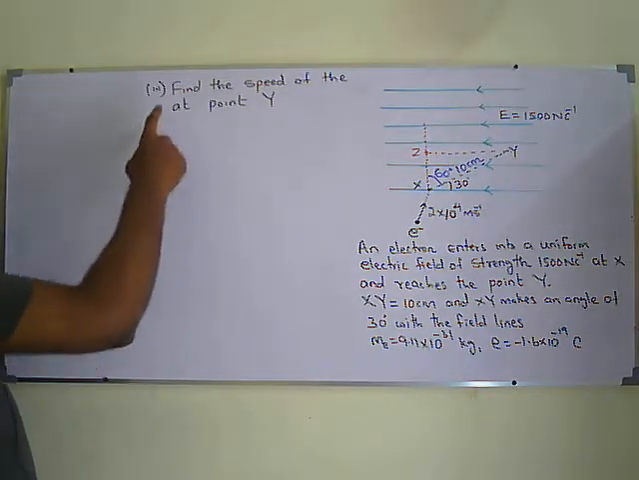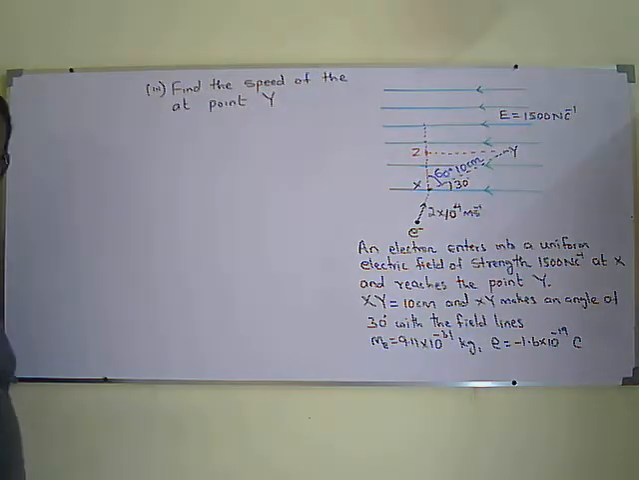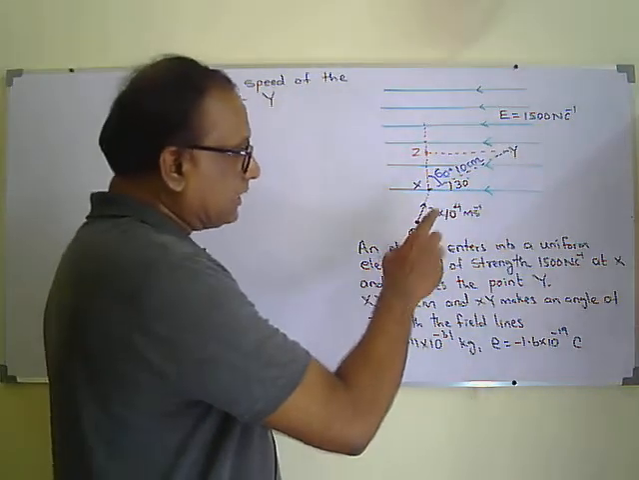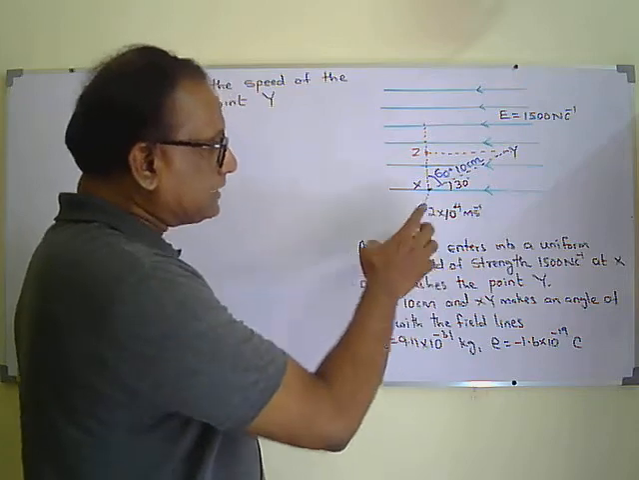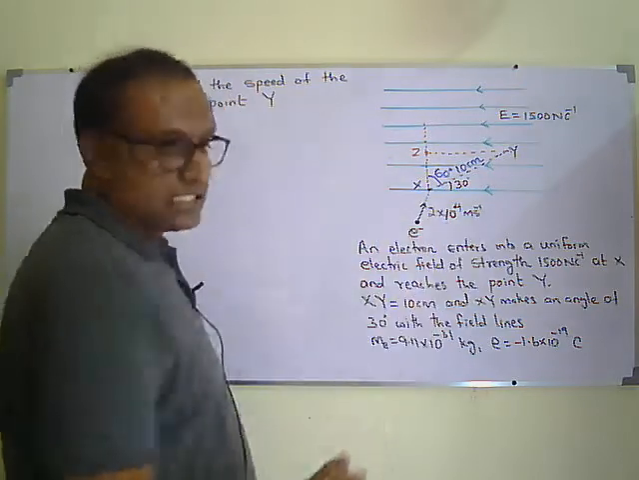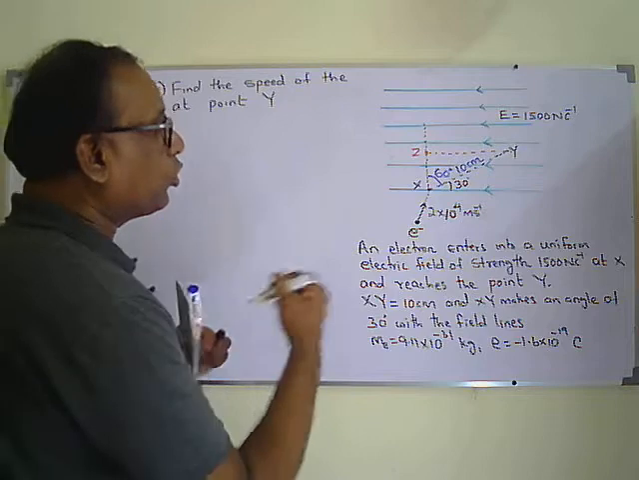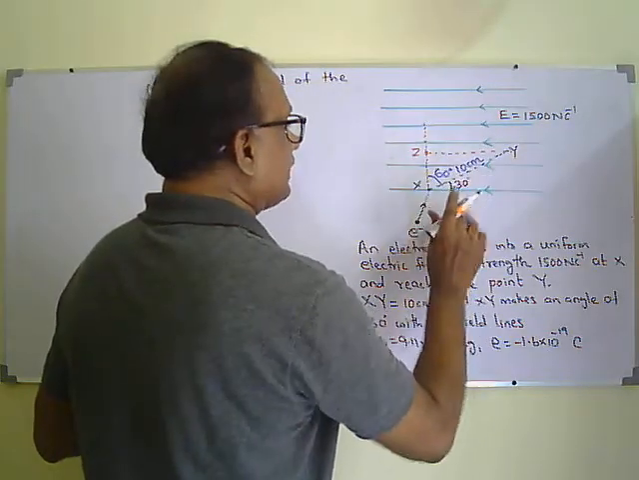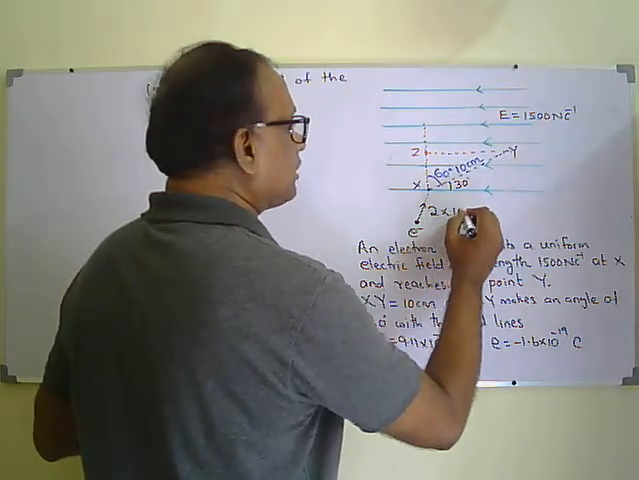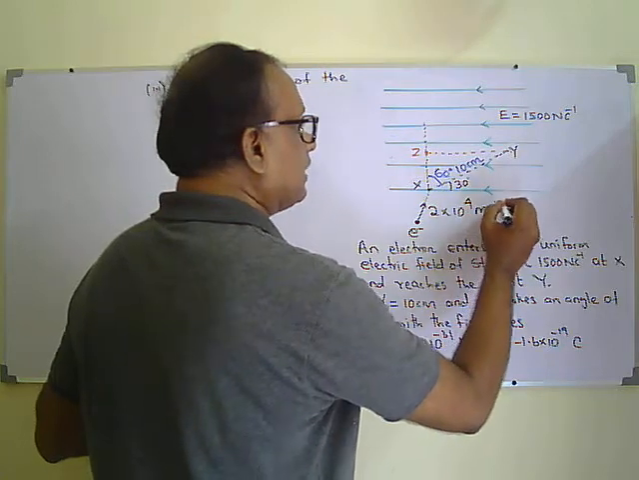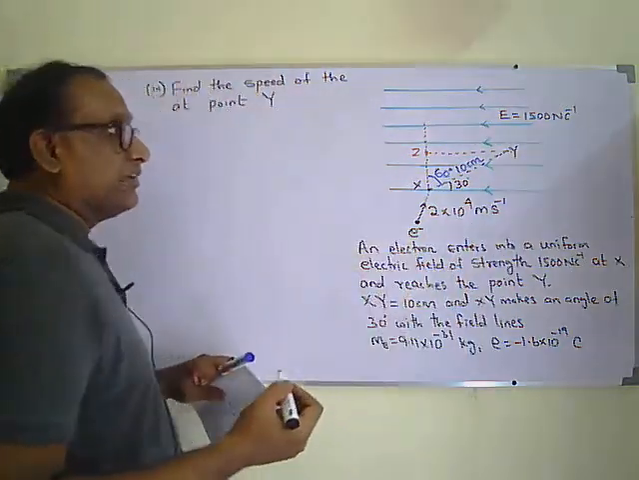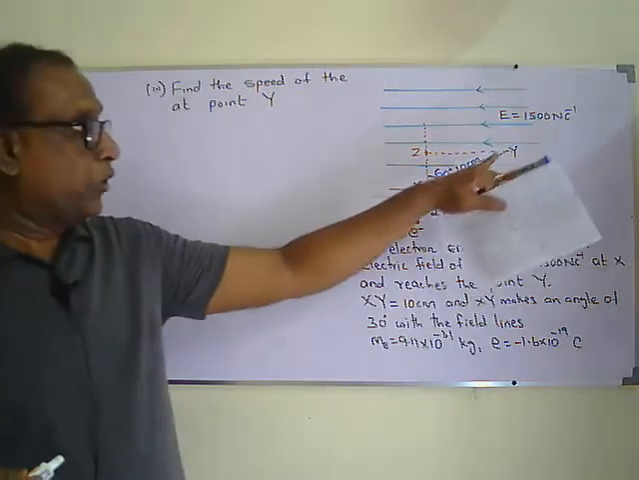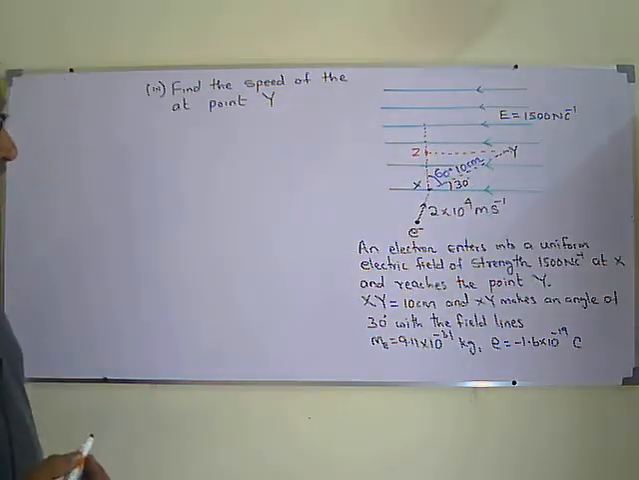Okay, so third part: find the speed of the electron at point Y. In the question they have given the initial speed, the speed at which it enters the electric field, which is 2 into 10 to the power 4 meters per second. So the question is, find the speed at point Y when it moves through the electric field.